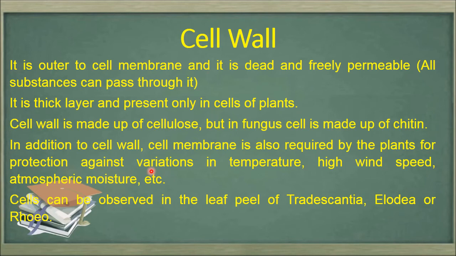So cells can be observed in various types of leaves. A few plants have been mentioned here whose leaves are used to observe the cells of plants, because these plants show very clear pictures of the cell.